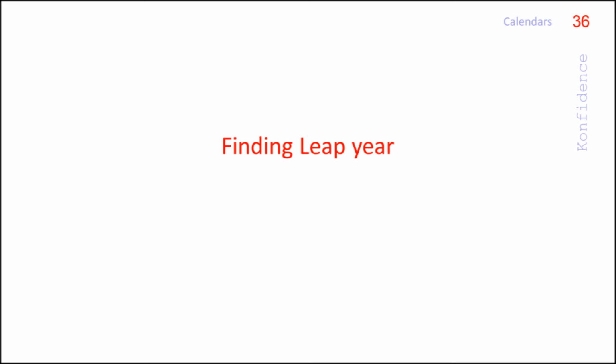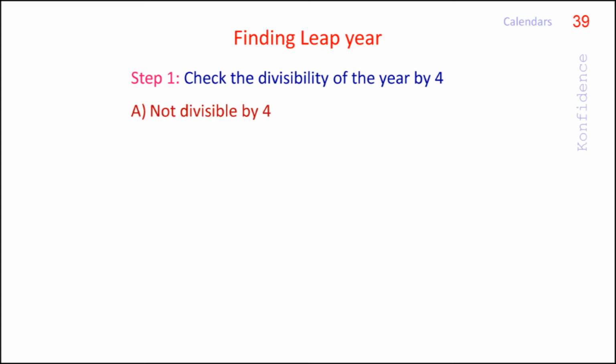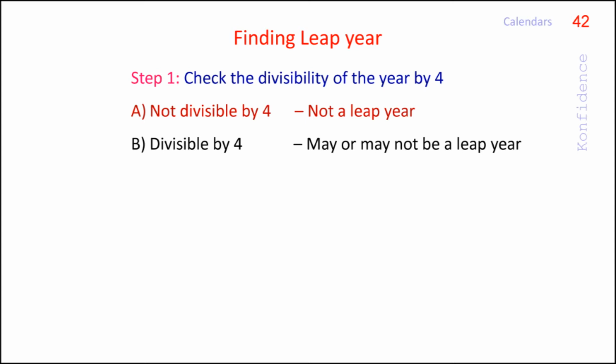How do we do it? Step 1. Check the divisibility of the year by 4. There are two possibilities. A. It is not divisible by 4. We can be sure that it is then not a leap year. B. It is divisible by 4. Then it may or may not be a leap year. We need to check the divisibility with 100 to be sure.